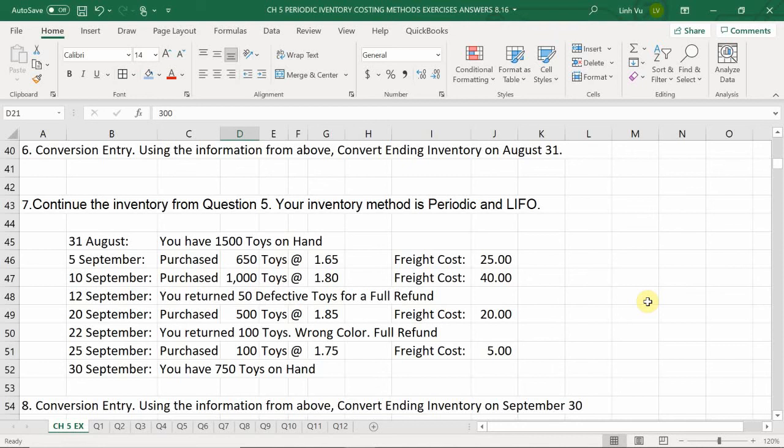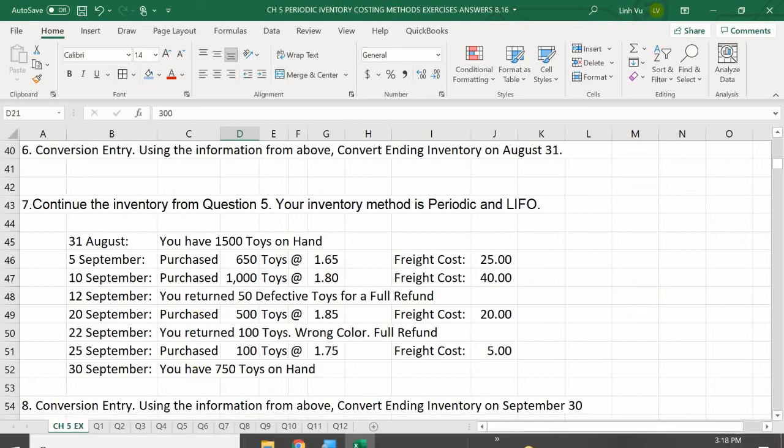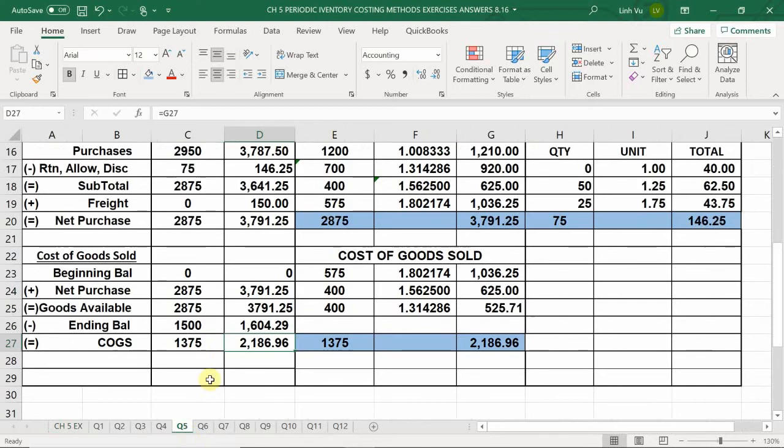All right, so once again, question number 7 says continue the inventory from question number 5, and your inventory method is periodic and it's LIFO. In this case, we should have had a remaining 1,500 toys on hand, which we did, because we solved it from the previous worksheet for August 31st. So let's go ahead and take a look at that worksheet one more time.